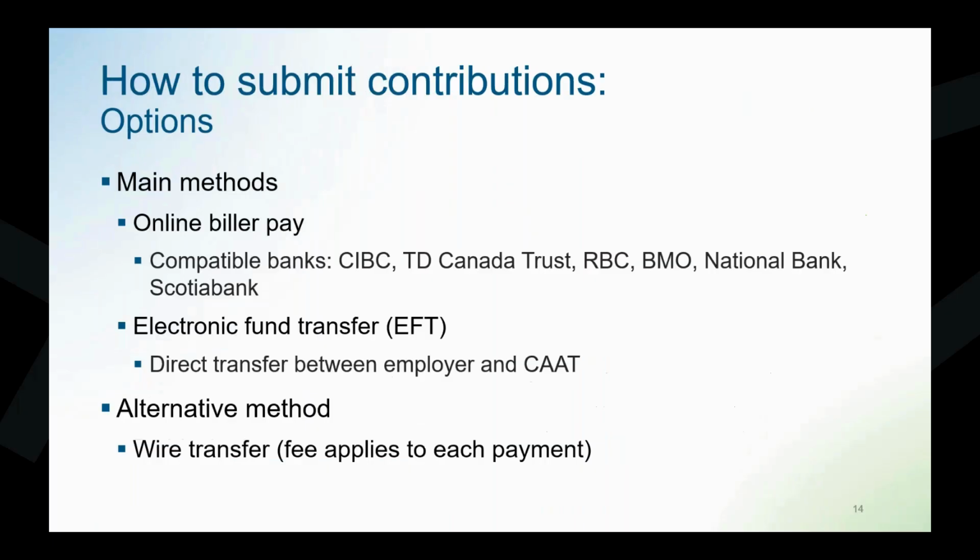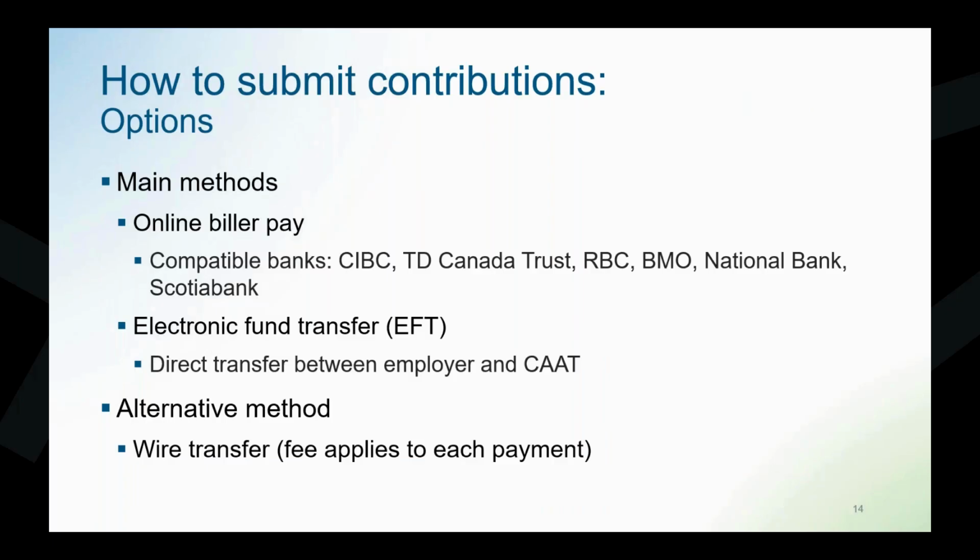Currently, there are 2 main methods available for you to submit contributions. CAT provides the option to remit using online biller pay. This is similar to how you might pay your household bills online, such as credit cards, but in this case, the payee is CAT. Biller pay is available with CIBC, TD Bank, RBC, BMO, National Bank, and Scotiabank.